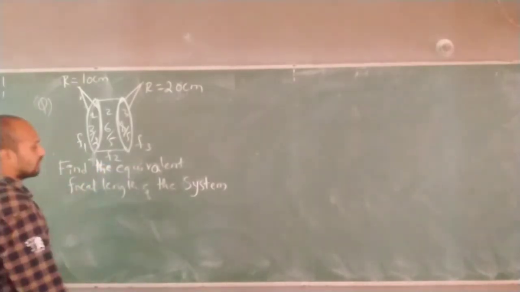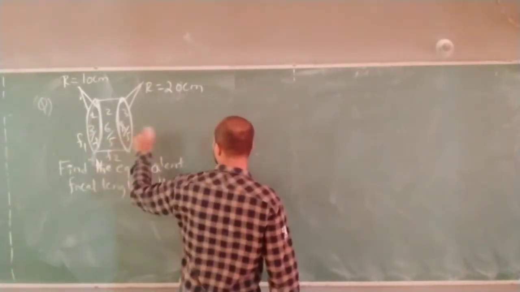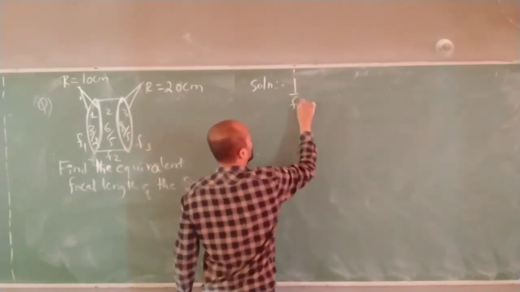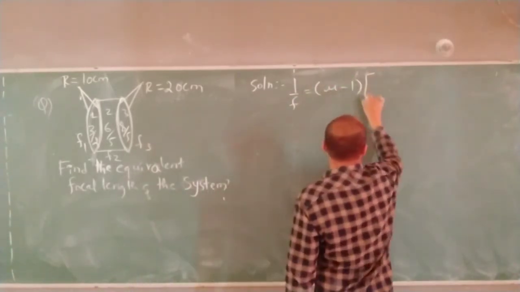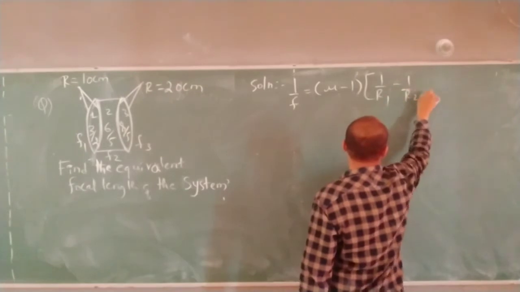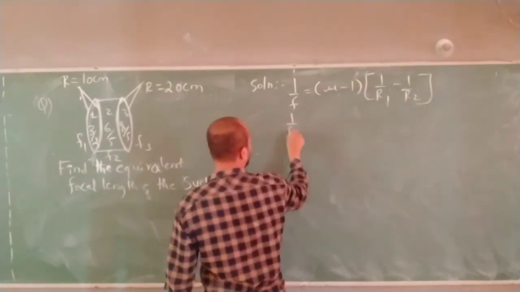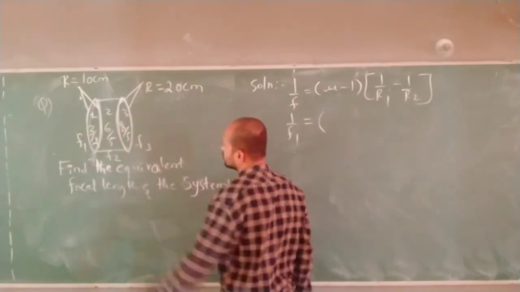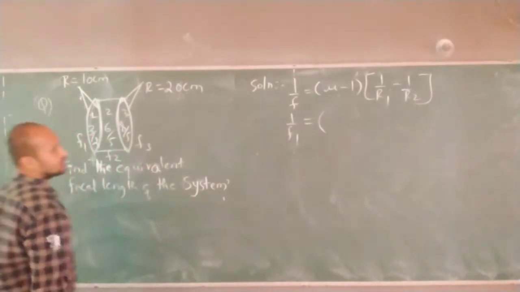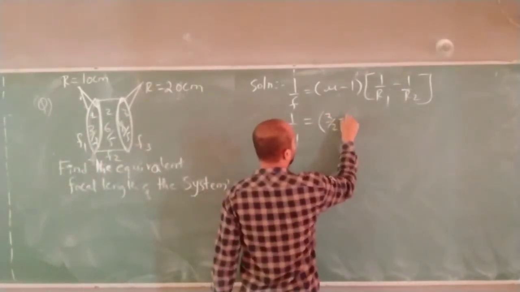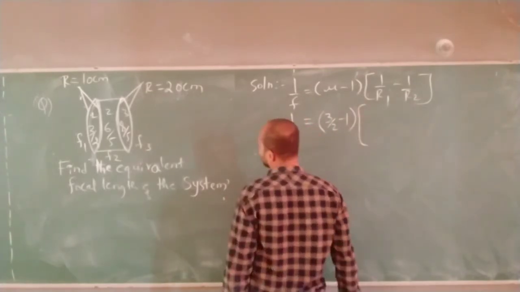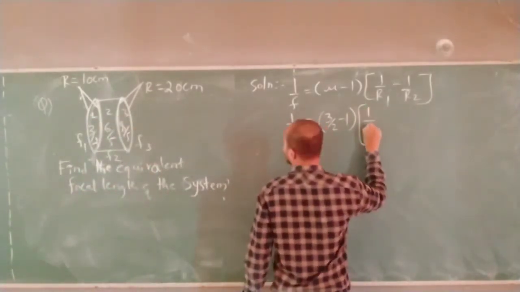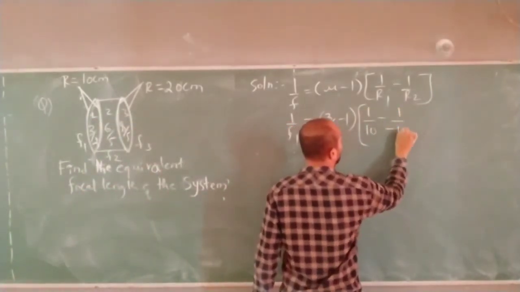I need to find the equivalent focal length. How to find it? The refractive index and radius of curvature are given, so 1 by f is equal to mu minus 1 into 1 by r1 minus 1 by r2. This is the formula. For the first lens, mu is 3 by 2, so 1 by f1 is 3 by 2 minus 1 into 1 by 10 minus 1 by 10.